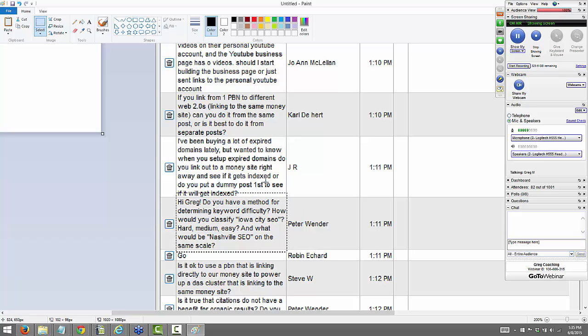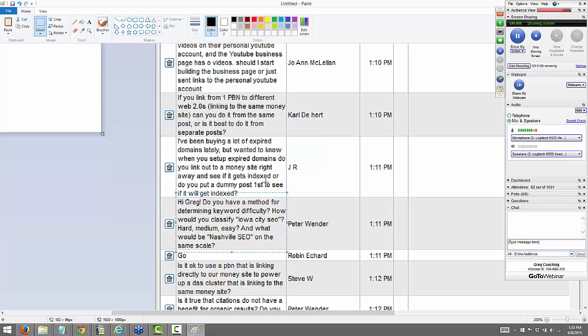Do you have a method for determining keyword difficulty? How would you classify Iowa City SEO hard, medium, easy, and what would be Nashville SEO on the same scale? I mean, that really depends who you ask. Iowa City SEO I would say is definitely easy for me. Nashville SEO between easy and medium, but I've also ranked for some of the hardest keywords out there. I think that just depends on who you ask and how experienced you are. I would say most local is pretty easy unless you're getting into lawyers or the bigger, big money niches. A lot of local is pretty easy.